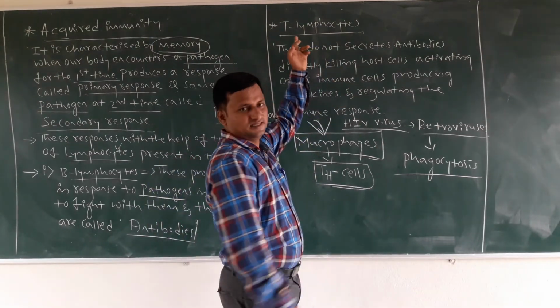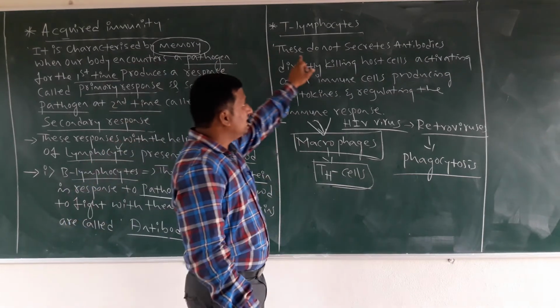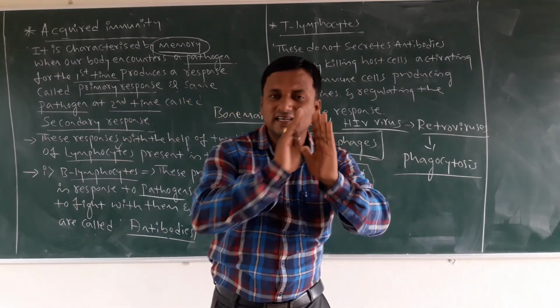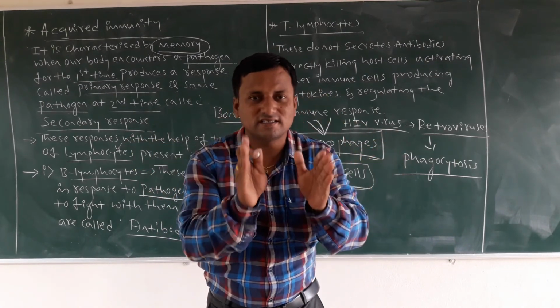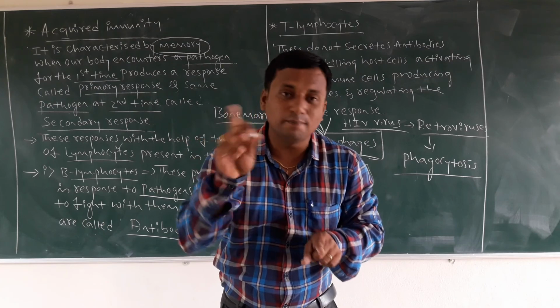What is the difference between B lymphocytes and T lymphocytes? T lymphocytes do not secrete antibodies. Antibodies are secreted only by the B lymphocytes, which are present in the lymphatic system.